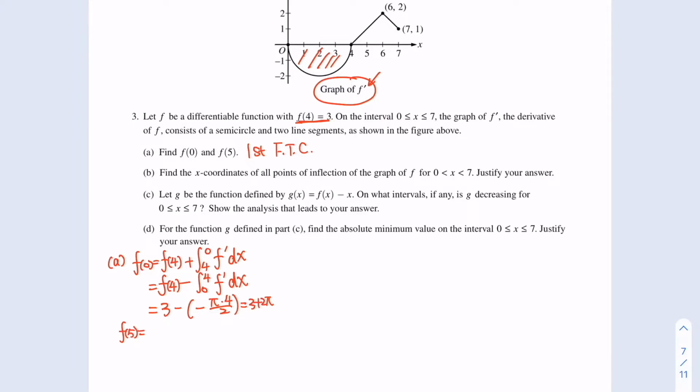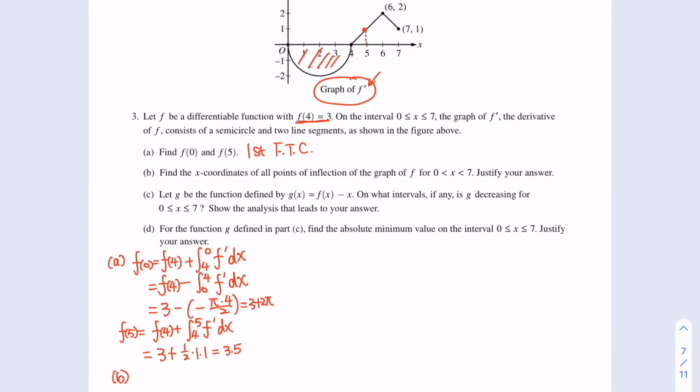f(5) equals f(4) plus the integral from 4 to 5 of f prime dx. 3 plus the integral from 4 to 5. The slope at this point should be 1, so it's 1 half times 1 times 1, which gives us 3.5.